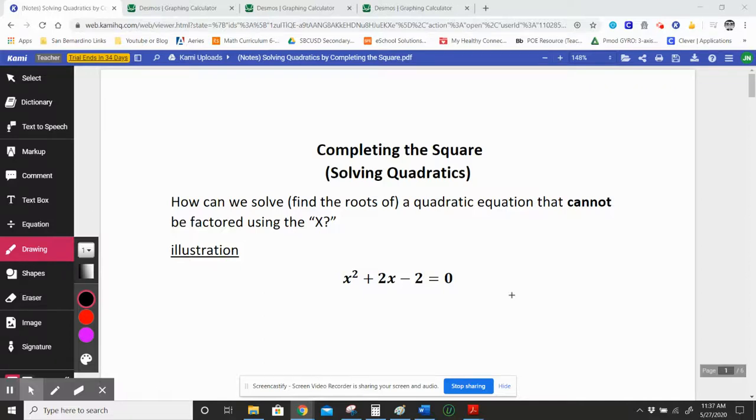Hey everyone, in this lesson we're going to be talking about how to solve quadratic equations by using the method of completing the square. Before I go into what that method is, let's review all the different methods that we have for solving quadratic equations, starting with the easiest and then working our way up. There are actually 4 different methods in total.